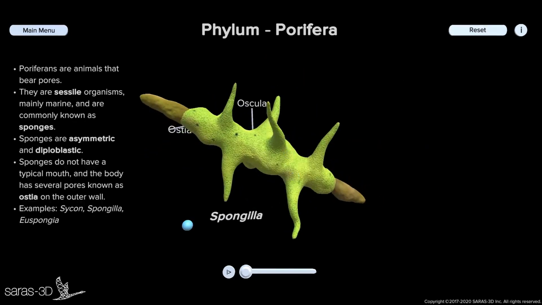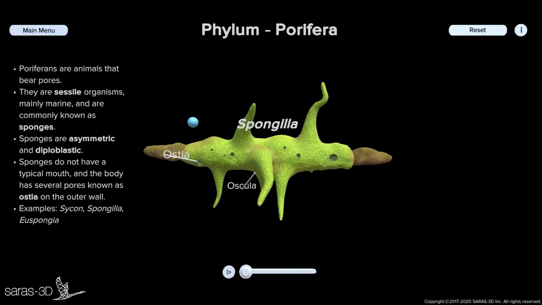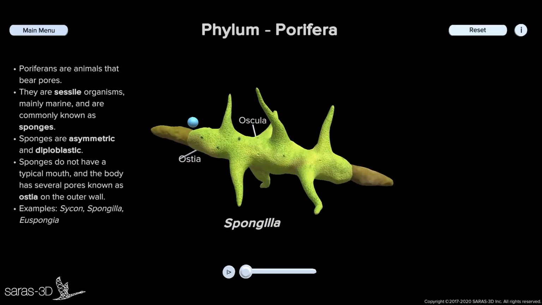Spongilla, Sycon and Euspongia are some of the examples belonging to the phylum Porifera, and they are the least developed when it comes to body complexity when compared to the other phyla that belong to invertebrates.